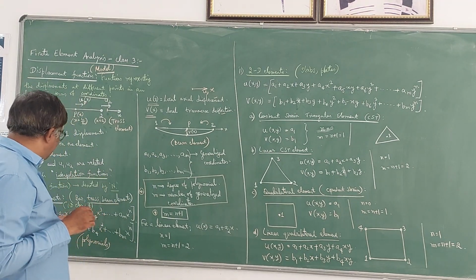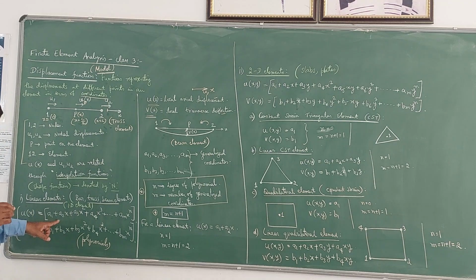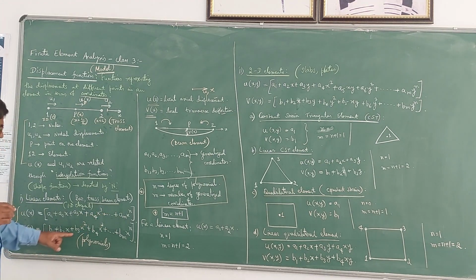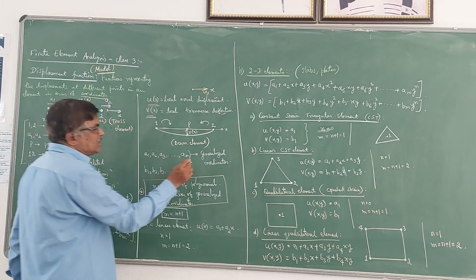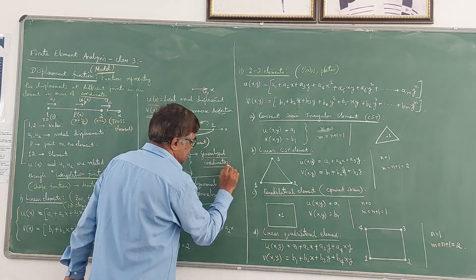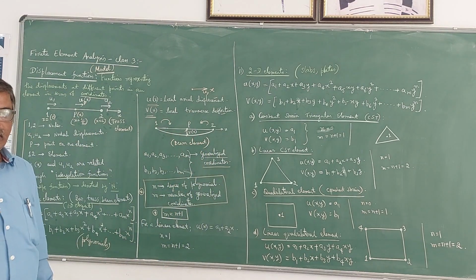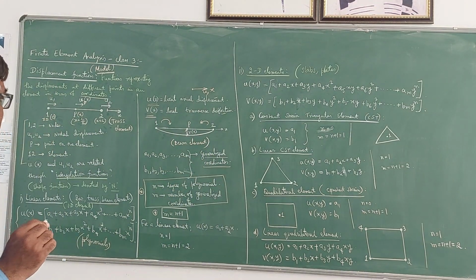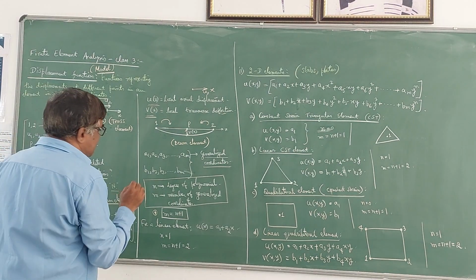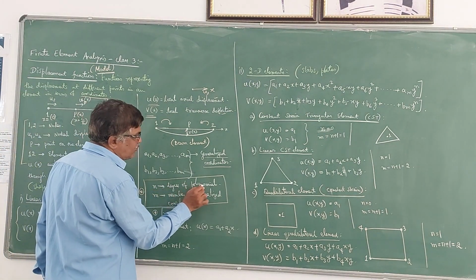Now here in this expression, this A1, A2, A3 etc. and B1, B2, B3 etc. are called the generalized coordinates. So you have to remember the wordings here. They are called the generalized coordinates, where n is the number of degrees of the polynomial.